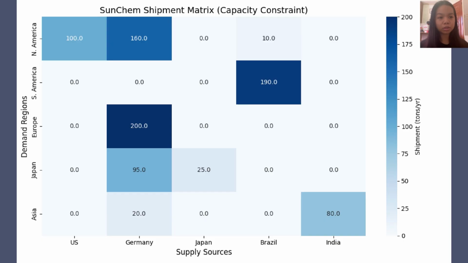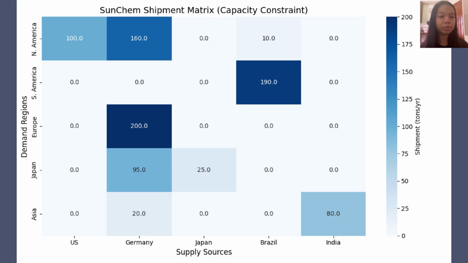Every good model starts with a clear architecture. On one side, we have our supply sources, the factories. Each has a hard physical limit or capacity measured in tons per year. On the other side, we have our demand regions, which require specific tonnages to keep their market supplied, like the 270 tons needed in North America. Our job is to fill the shipment blocks in between.